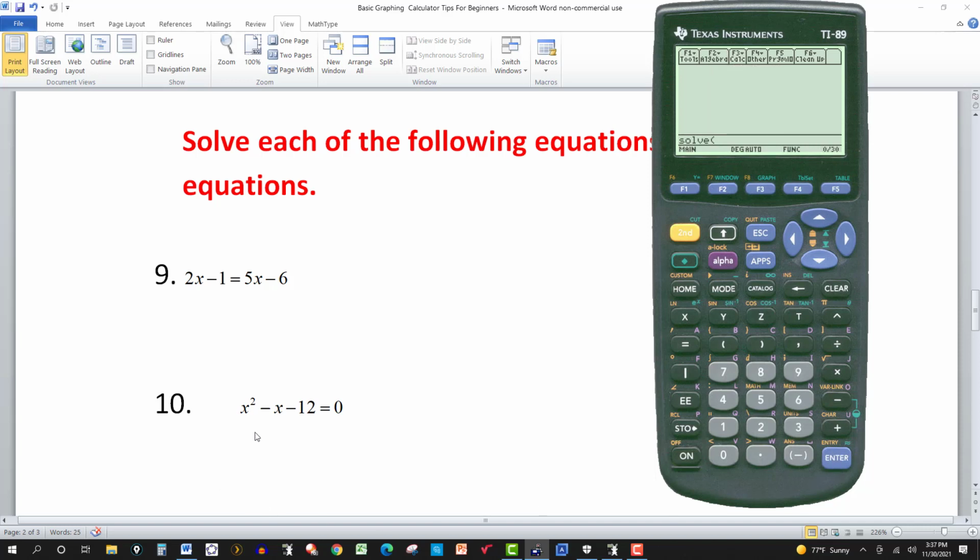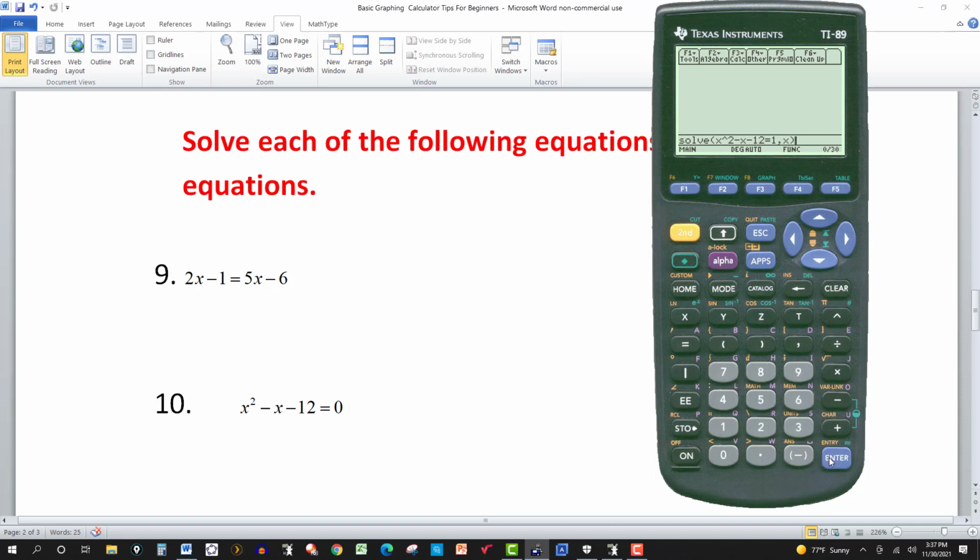So let's just enter the equation the way it is. X squared, the caret to get the exponent, and then 2. And then a minus x minus 12 equal to 0. Okay, now we need a comma, indicate the variable, so just put an x there, and close parentheses.